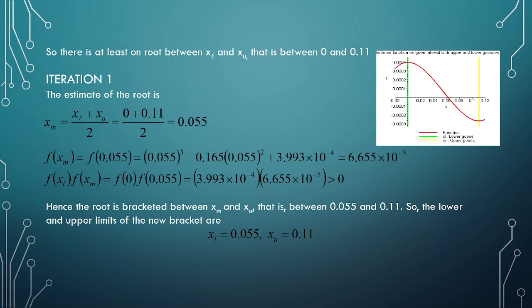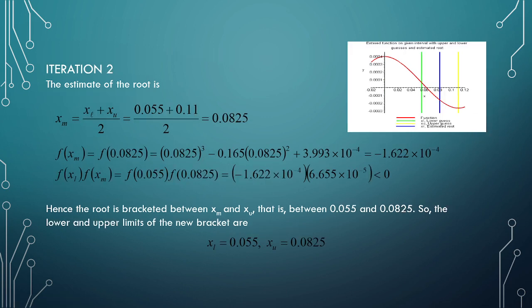By taking XL and XU as the new points into consideration, we take iteration 2 as the next step. We have done the same operation here for iteration 2, and we got an answer which is less than 0.